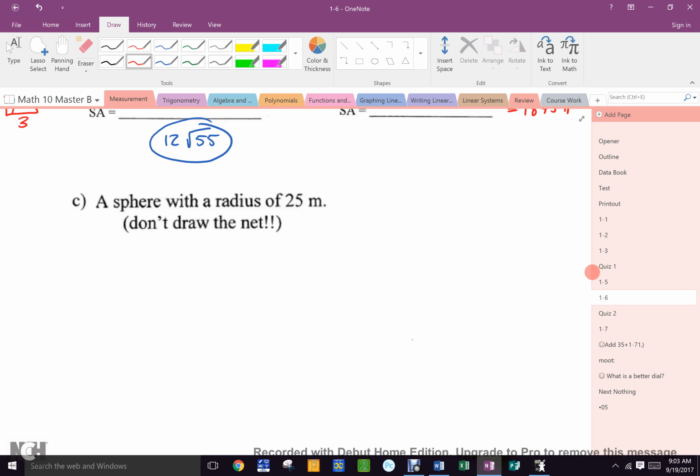Now, look down the side. What's coming right after this? Quiz. Today is Tuesday. You're going to finish this Tuesday. Wednesday, we're going to go over it, make sure everybody can do it. So your quiz will be when? Tomorrow. Thursday. So we're going to go over this tomorrow. I want you to have a night to study. So you have a quiz on surface area and volume on Thursday. Okay?